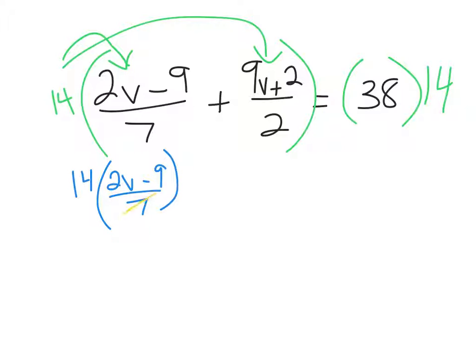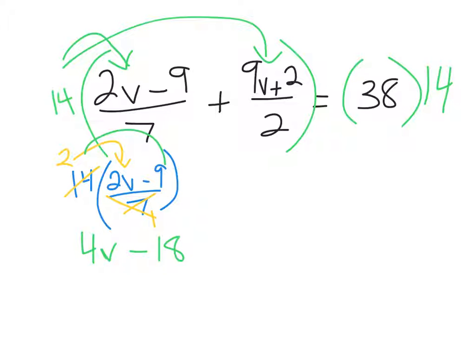What that means is 7 and 14 are both divisible by 7, so I'm going to do so. 7 divided by 7 is 1, 14 divided by 7 is 2. So now only the 2 needs to be distributed, and I no longer have a denominator. 2 times 2v would be 4v, and then 2 times negative 9 would be minus 18, or negative 18.